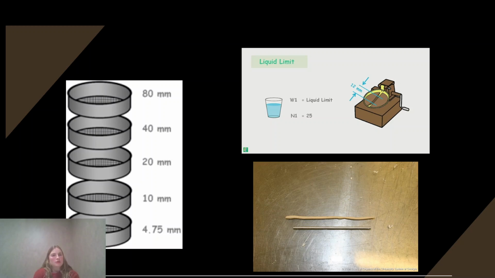You pour your sample in at the top and then it gets shaken, usually in a machine. It will vibrate the sample for you. And then what you have to do afterwards is just weigh how much gets stuck at each sieve, and that's just used as a percentage of the total weight of the sample. And so then you can decide whether your soil is poorly or well graded.